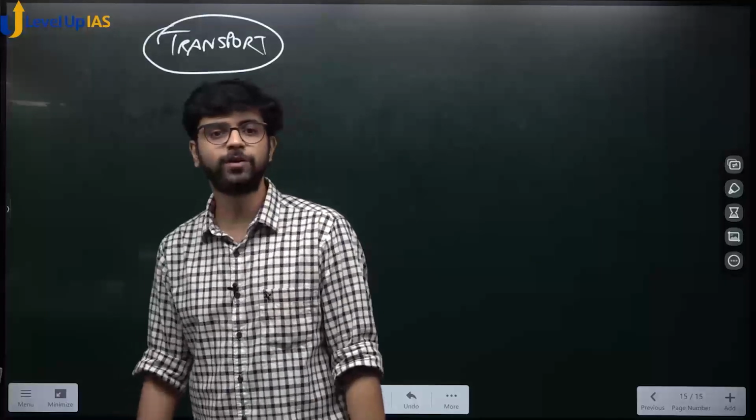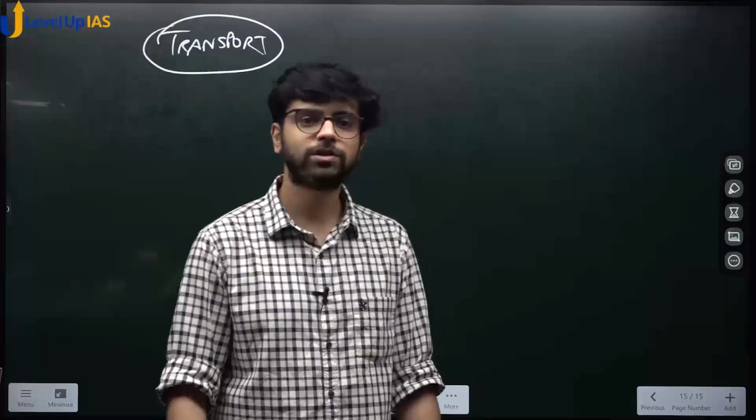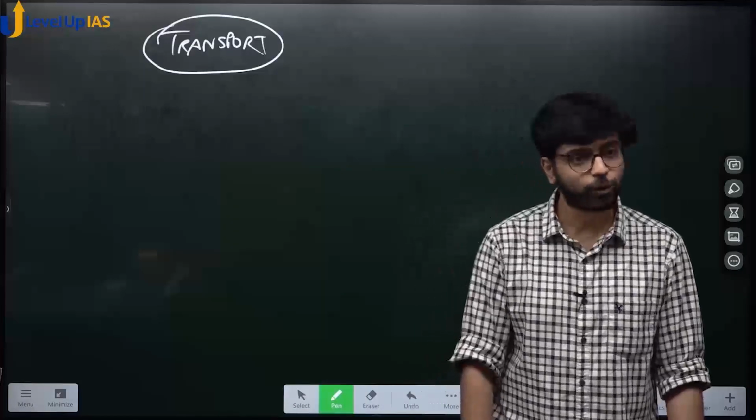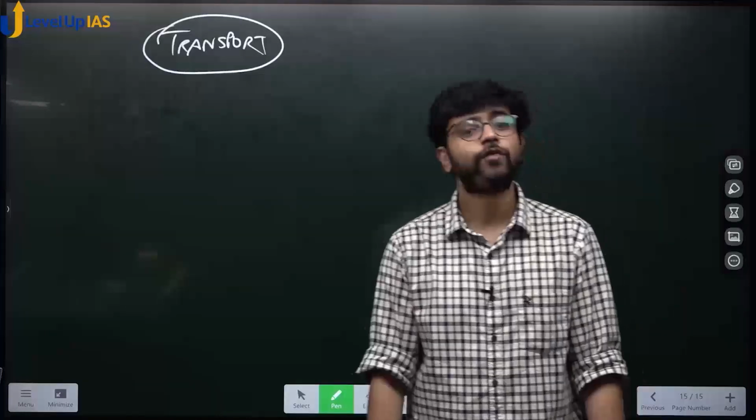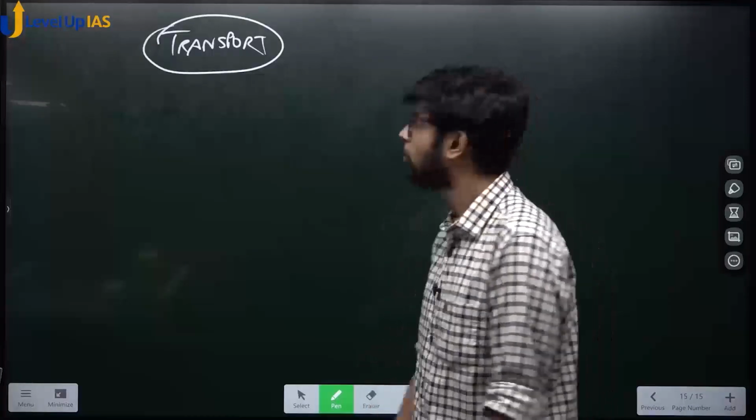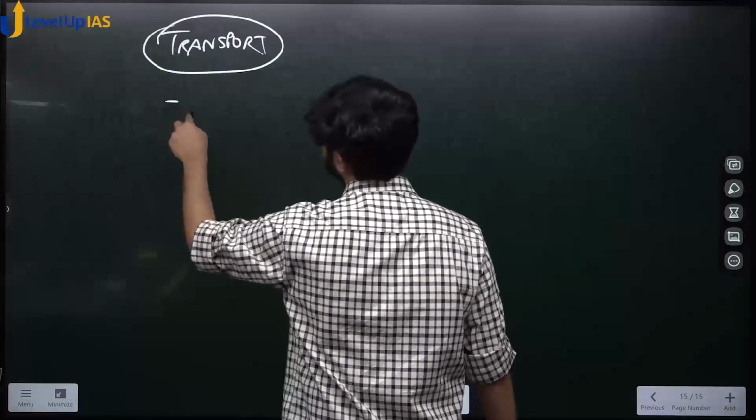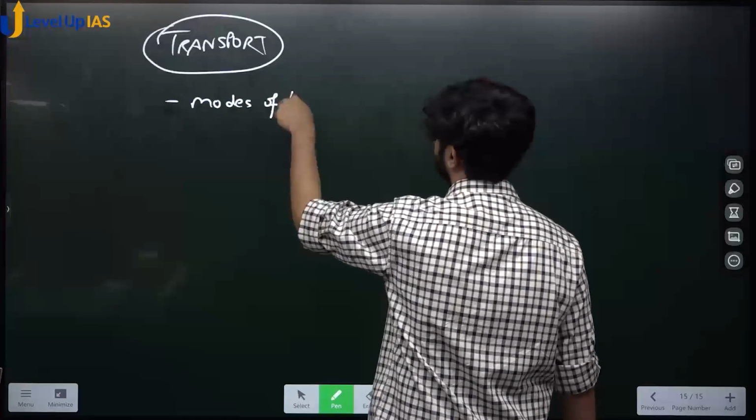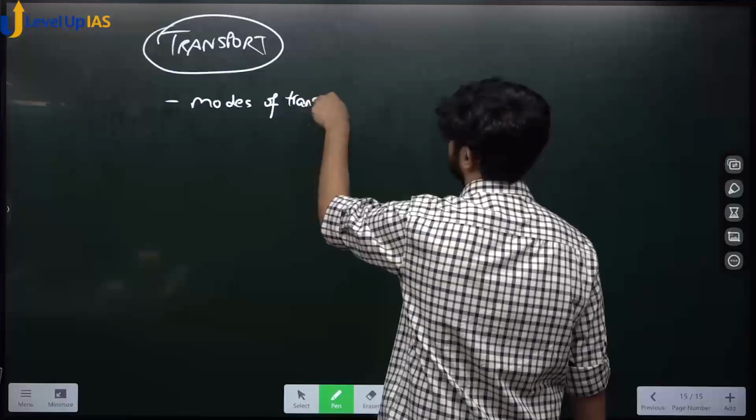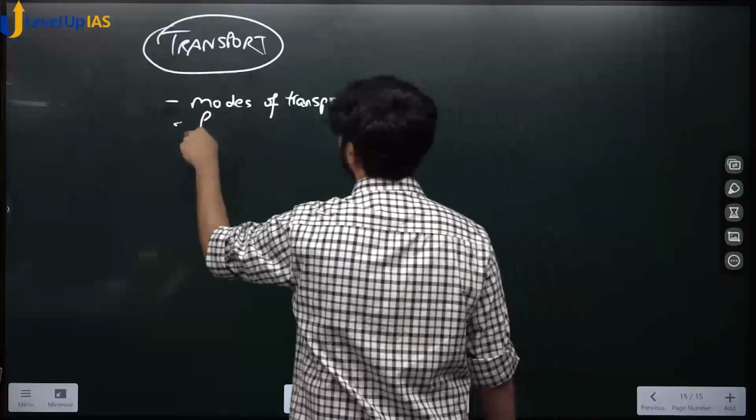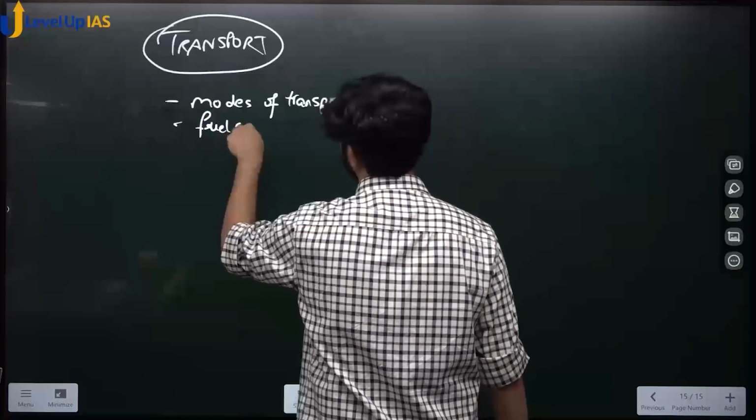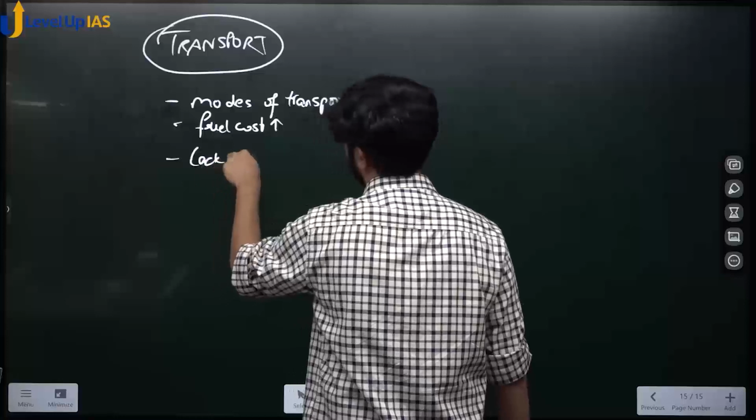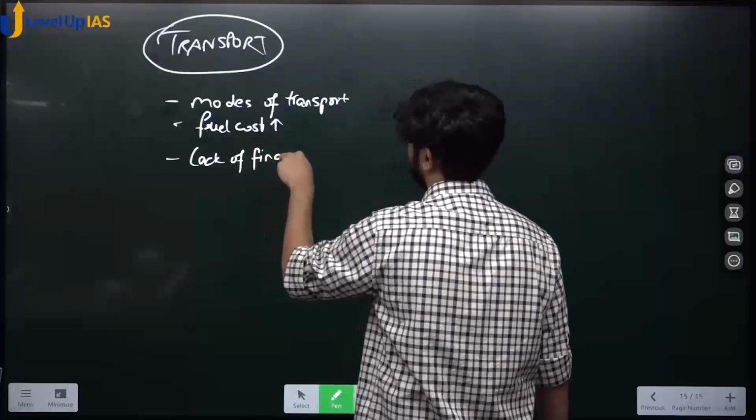What are the issues in transport we discussed? Roads not good. Farmer not able to buy transport vehicles. Finance is also important. Fuel cost is high. ठीक है? So let's say there are problems in modes of transport. Lack of finance to purchase vehicles.